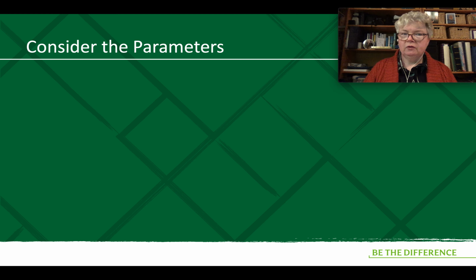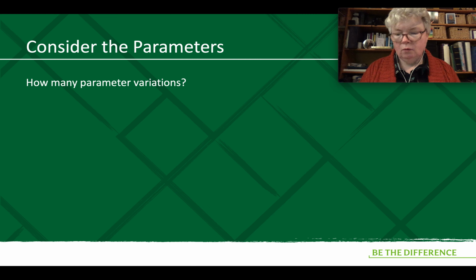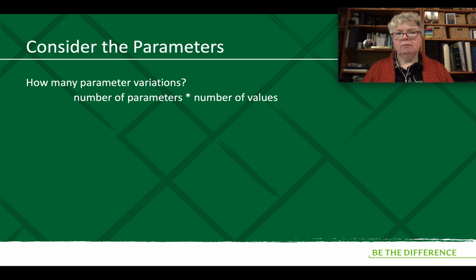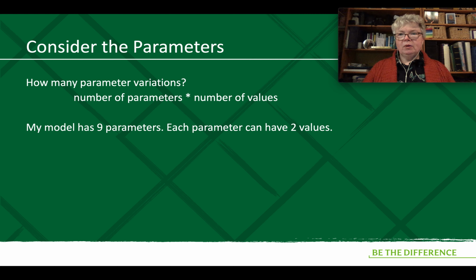So if we've got a lot of parameters, what does that mean? Let's say we have a certain number of parameters and a certain number of values. Then the total number of parameter sets that I can have is just those two figures multiplied together. If I have 9 parameters and each of those can have 2 values, I have 18 variations. That's very easy to search through all of those variations, try them out and see what happens in the model.